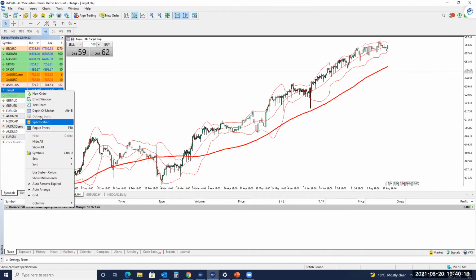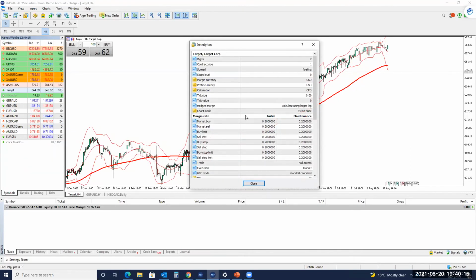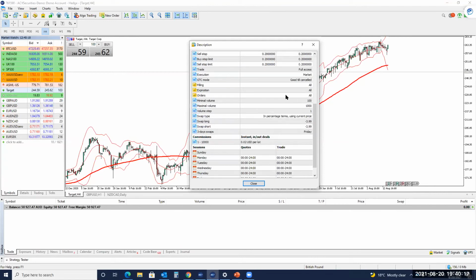So if I was to go into my specifications, scroll down, I can see here the minimal volume is 100 shares and the maximal volume is 1,000 shares. And it also specifies the swap rates and it also specifies the commissions.